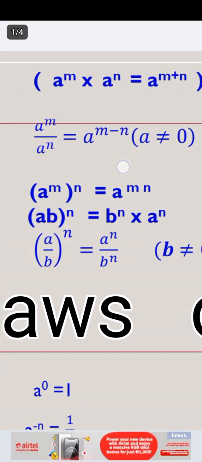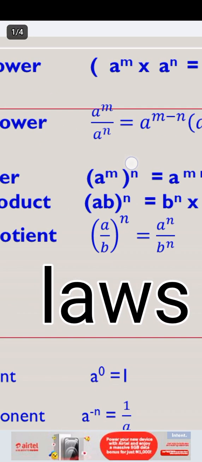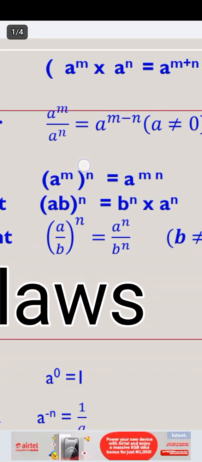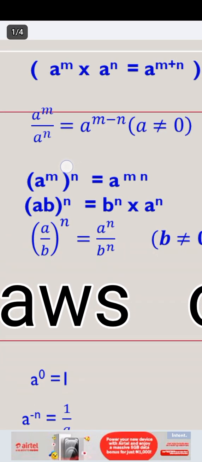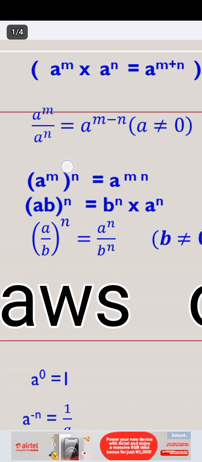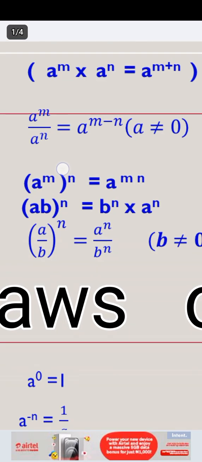That is one. Now, the division law, for example, a raised to power m divided by a raised to power n. This law is saying that when two numbers in the same base are dividing themselves, what you need to do is to subtract their powers, subtract the exponents. And when you subtract the exponents, you have the result, provided a, or the base, is not equal to 0.